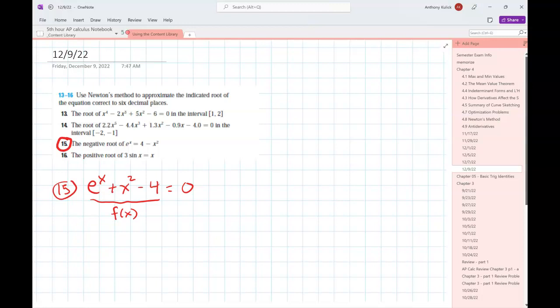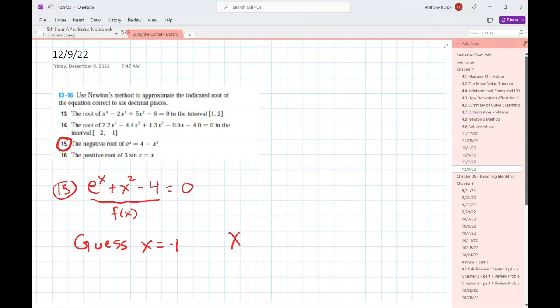And then I'm going to think for a moment. E to the x is always a positive quantity. So x squared minus 4 equal to 0. Whatever that x is has to be between negative 2 and positive 2, correct? So my guess, I think I'll pick as a negative number in between negative 2 and 0. Maybe try negative 1. I think is a feasible first guess.